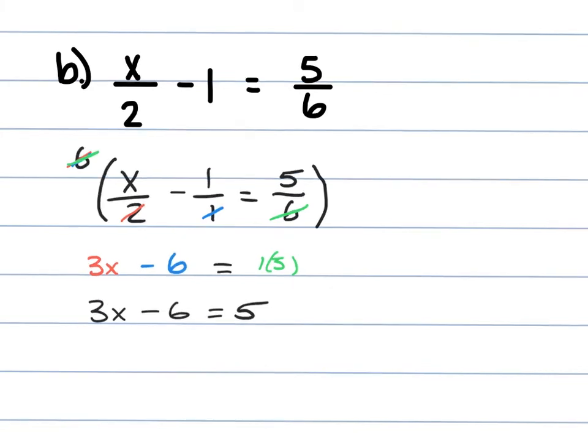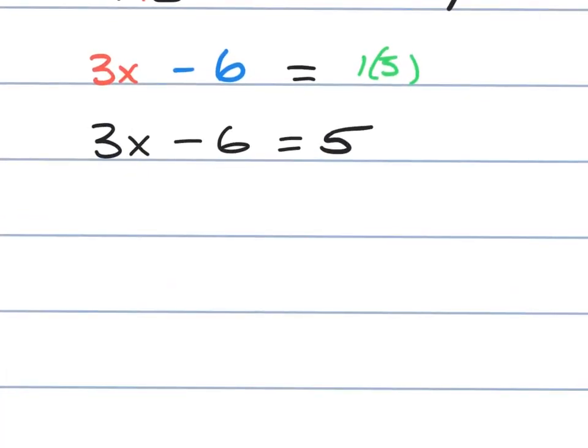Well, how can I solve that? Because it's actually way easier than the last one. We plus 6 on both sides. And we get plus 6. So we get 3x is equal to 11. From there, divide by 3.